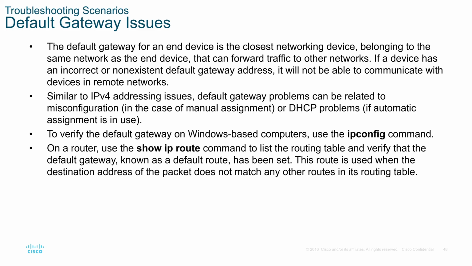To verify your default gateway, again, use the ipconfig command. On a router, use the show ip route command to list the routing table and verify that the default gateway, known as a default route or a route of last resort, has been set. This route is used when the destination address of the packet does not match any routes in its routing table.